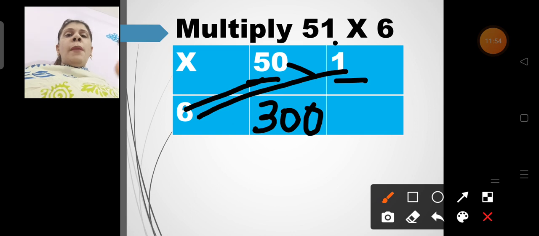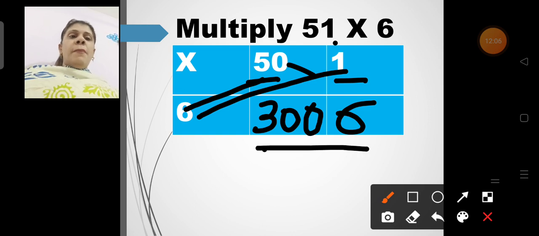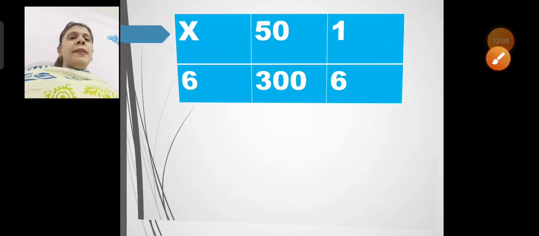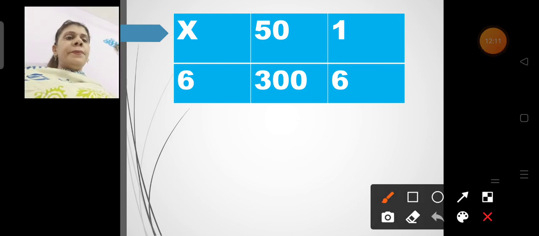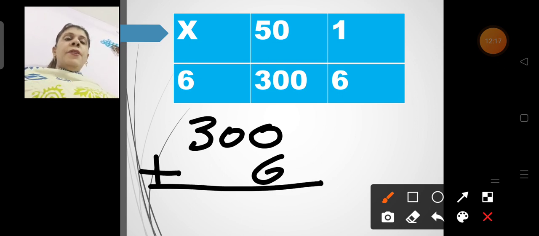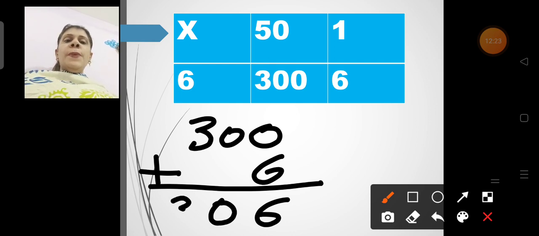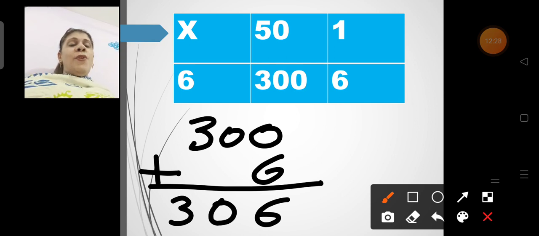Now I will multiply 1 by 6. So 1 6s are 6. Okay, so now what is the next step? We will do addition of these two numbers, that is 300 and 6. So let us add 300 plus 6. Now 0 plus 6 will be 6. Below 0 no number, we will write 0 here. Below 3 no number, we will write 3 here. So when I add 300 plus 6, I get my answer 306. So when I multiply 51 by 6, what is my answer? 306.